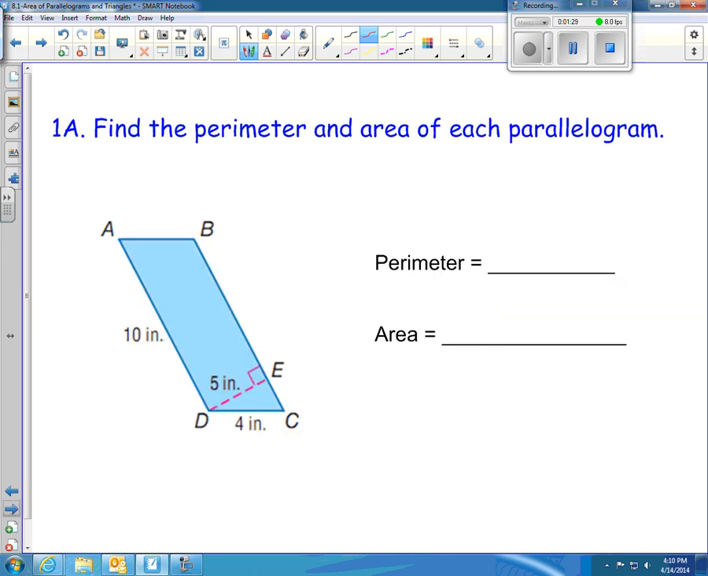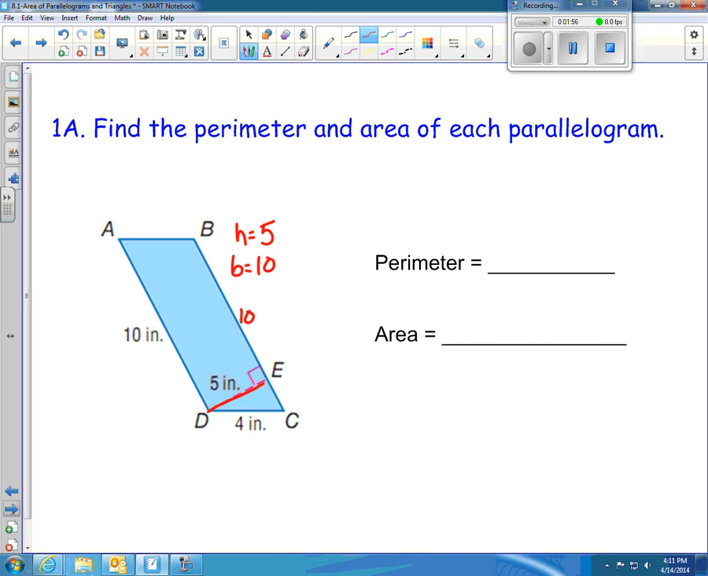So let's go ahead and look at our first one. It says find the perimeter and area of each parallelogram. All right, so let's determine, do I have a base, do I have a height? I do have a base and a height. The height needs to be perpendicular to the base. So I have a height here of 5, and I have a base of 10 because that 5 is perpendicular to this side, which is also 10.